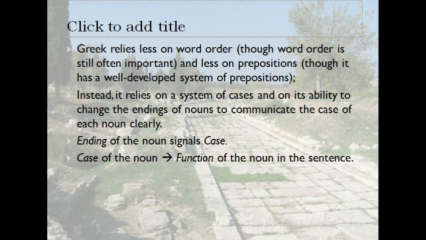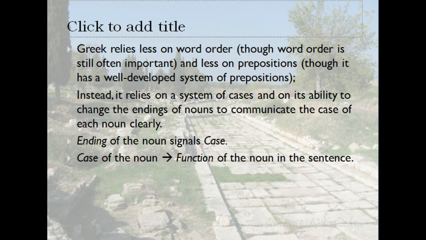Instead, Greek relies on a system of cases and on the ability to change the way a noun ends, to communicate the case of each noun clearly. As we saw with the Greek verb, with the present active indicative, you have part of the word that communicates clearly the meaning, in the case of the verb, the action that is being expressed. Lego, leg communicates the action of speaking. And the ending can be changed to indicate who's doing the speaking.